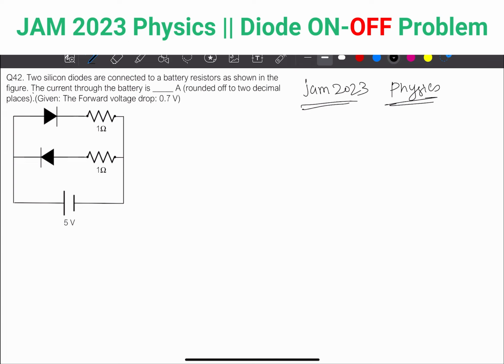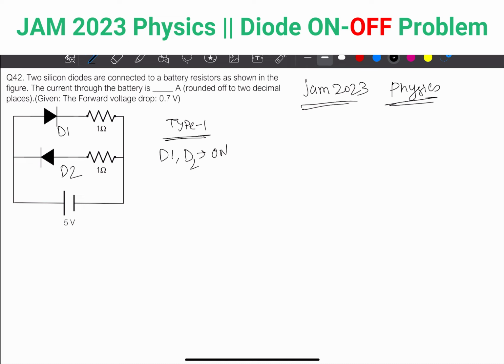So now we can solve this problem in two ways. One is type 1. Type 1 is, whenever you need to calculate the current, you need to know if the diode is on or off. So you need to assume first, and let's see whether our assumption is true or not. So first let's assume both the diodes D1 and D2 are on.